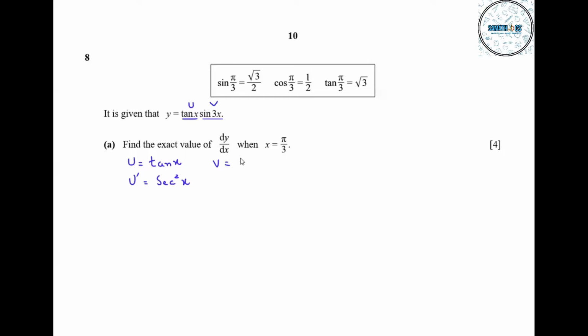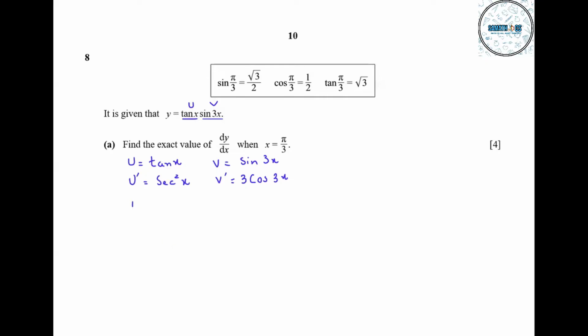V is equal to sine 3x. For v dash, we can see that it is sine 3x. When we differentiate sine 3x, we get cos 3x. And then when we differentiate this angle, we get 3. So v dash is 3 cos 3x.